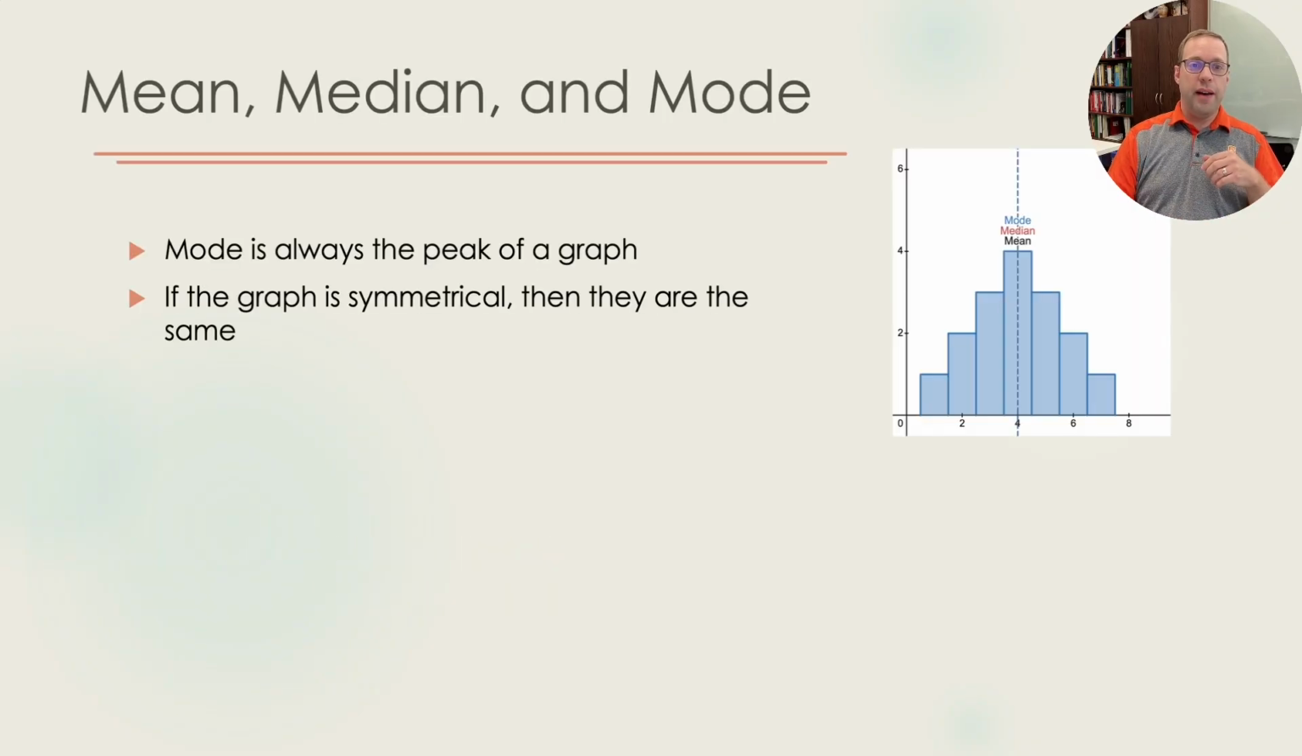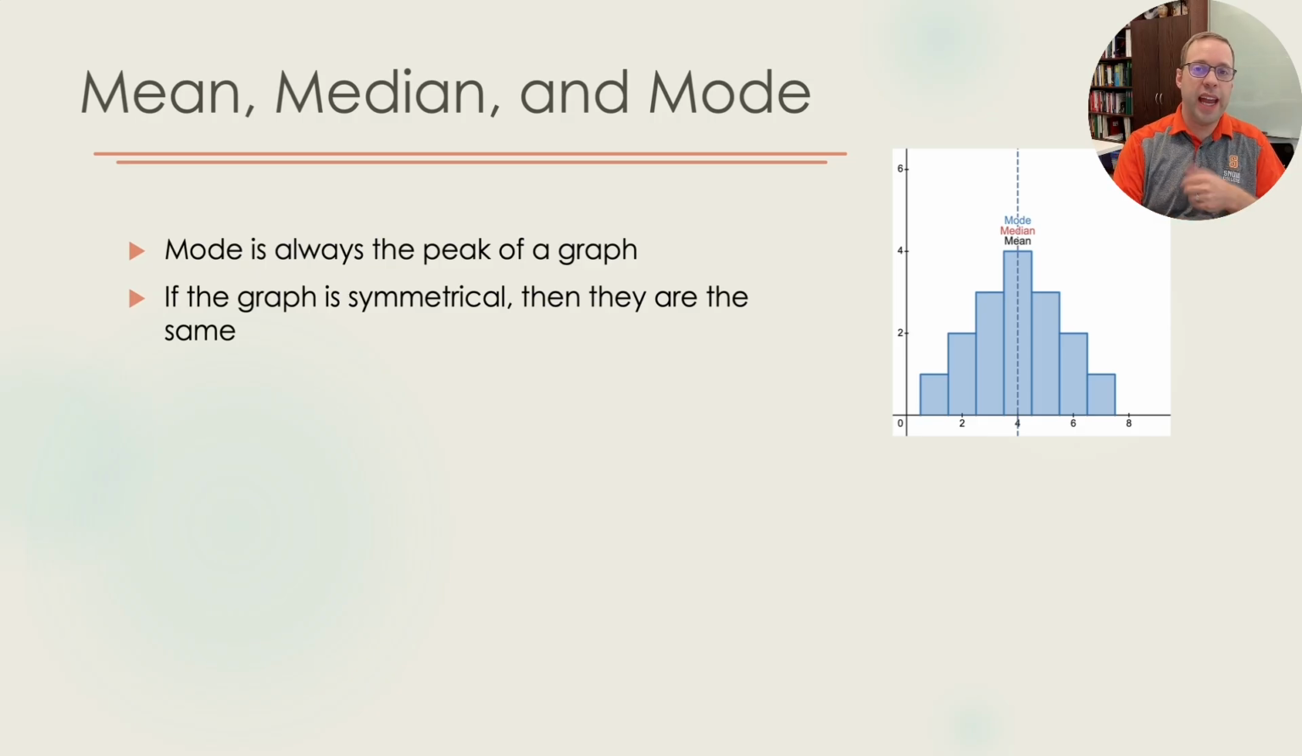So the mode, as we discussed back in lesson 5, as well as in our mode video, is always the peak of the graph. Remember, the mode is the most frequently occurring value. And if the graph is symmetrical, that means that the mean, the median, and the mode are all going to be the same.